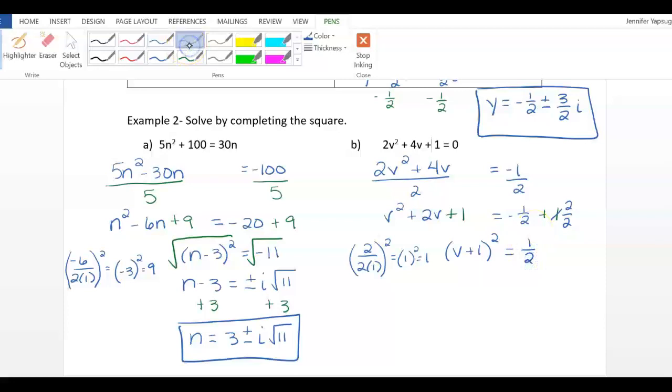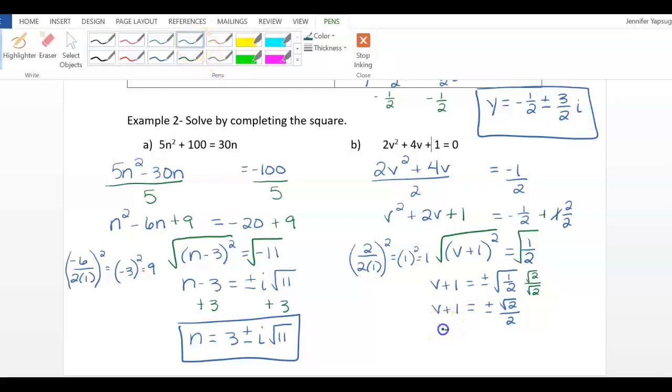All right, so then we take the square root of both sides, which simplifies to v plus 1 equals plus or minus the square root of 1/2. All right, so we need to simplify this radical since we've got a square root on the bottom. So that means that we're going to multiply this by the square root of 2 over the square root of 2, which now simplifies to v plus 1 equals plus or minus the square root of 2 over 2.